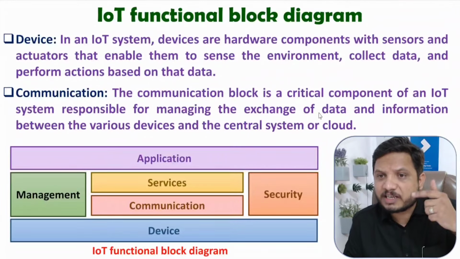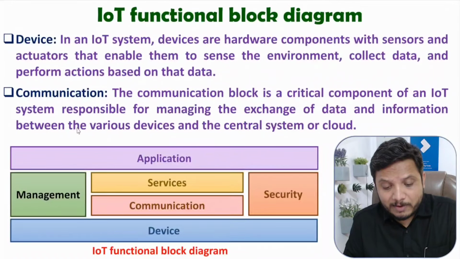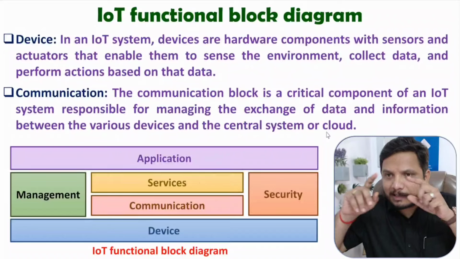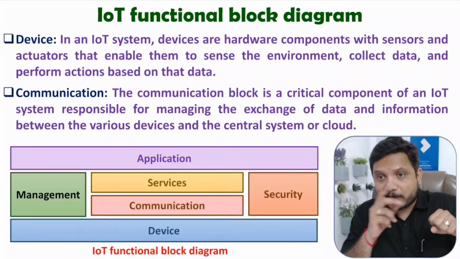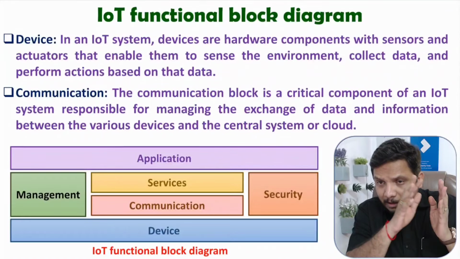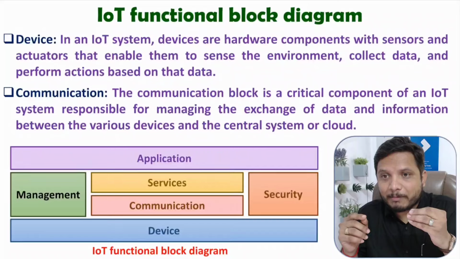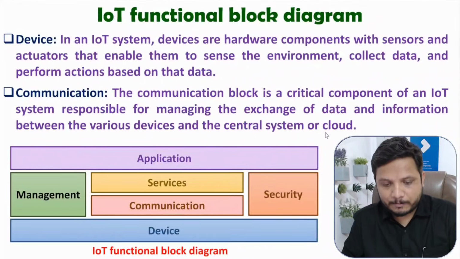Here we are exchanging the data based on protocols and information between various devices and central system. So here central system will be there on cloud, or you can say it will be there on internet. So devices are communicating with internet. In between there will be different protocols. So how those protocols are getting managed, that comes under communication block, right?